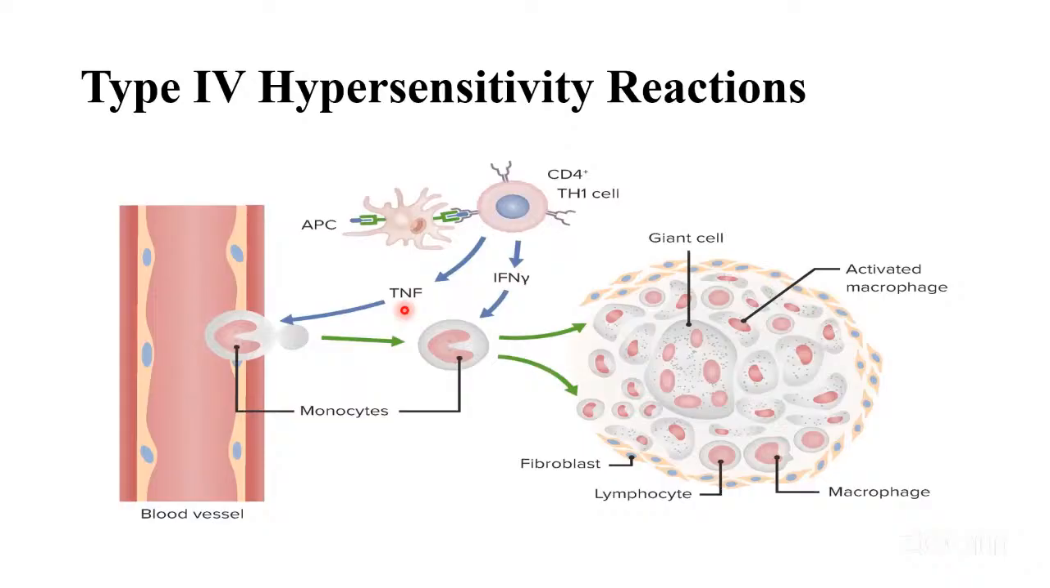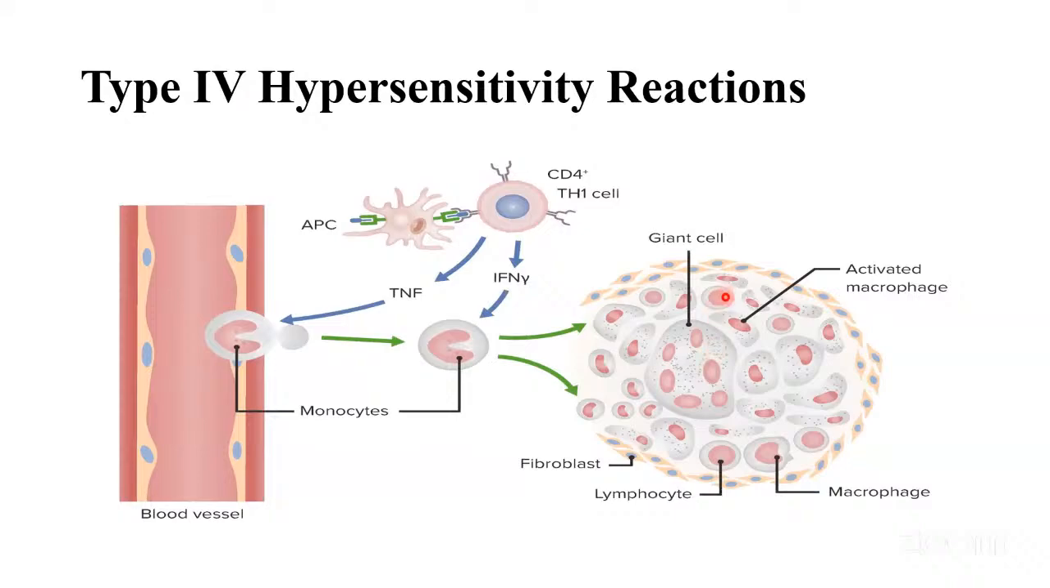Then this one is the tumor necrosis factor that is stimulating the excretion of effector cells, such as monocytes, could be neutrophils, could be macrophages. And this leads to formation of giant multinucleated cells in these tissues here. So when you see those kinds of reactions, you will know that this is a type 4 hypersensitivity reaction that is cell-mediated.